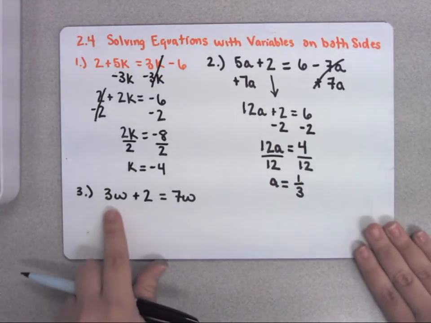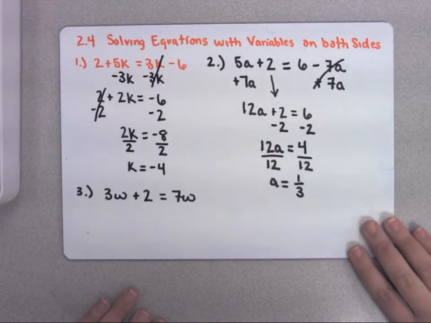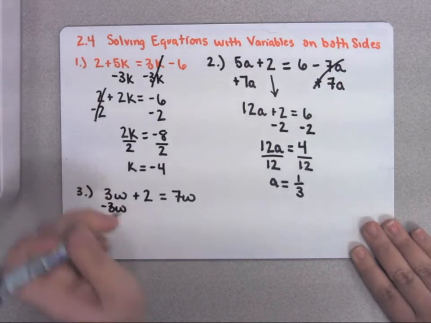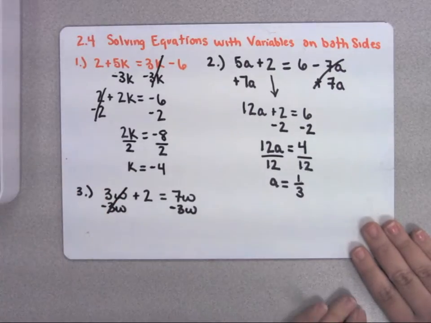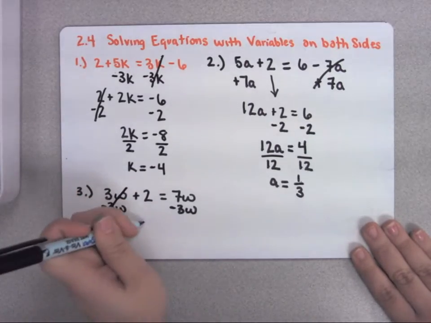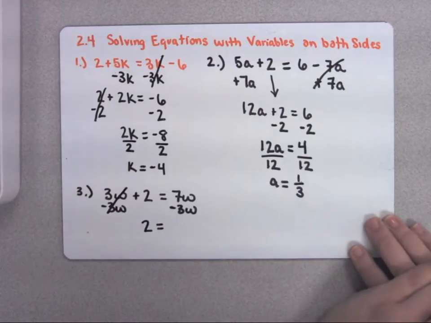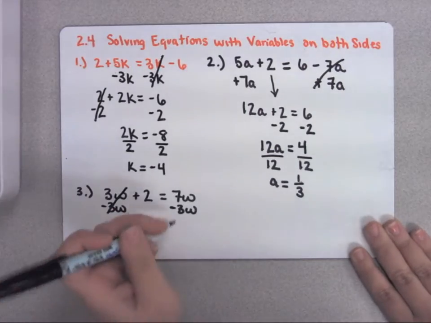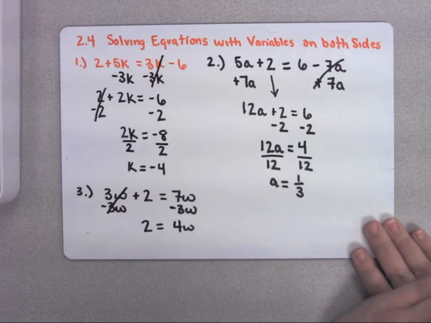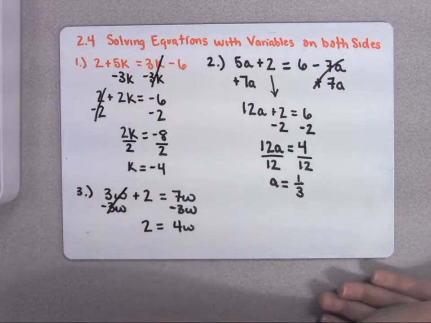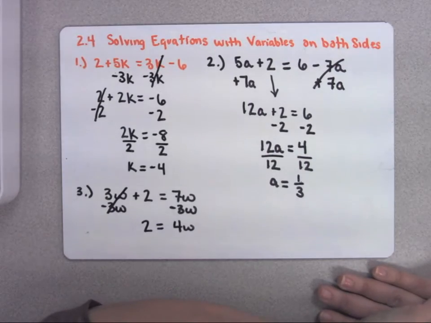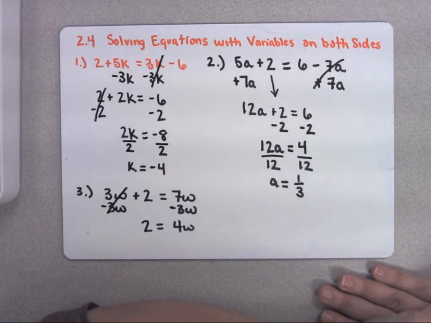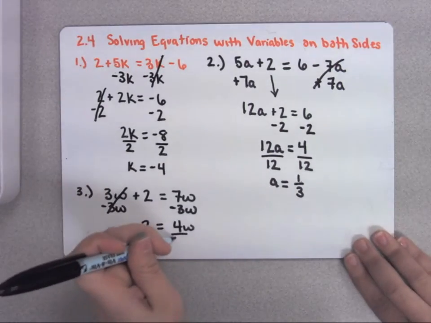So what am I going to do to this 3w to move it to the other side? Yep, subtract 3w from both sides. 3w minus 3w is gone. We have a 2 equals, what is 7w minus 3w? 4w. Don't forget to say w. Then Gracie, what do I do to get w by itself? What's with the w? The 4. So we're going to divide both sides by 4.